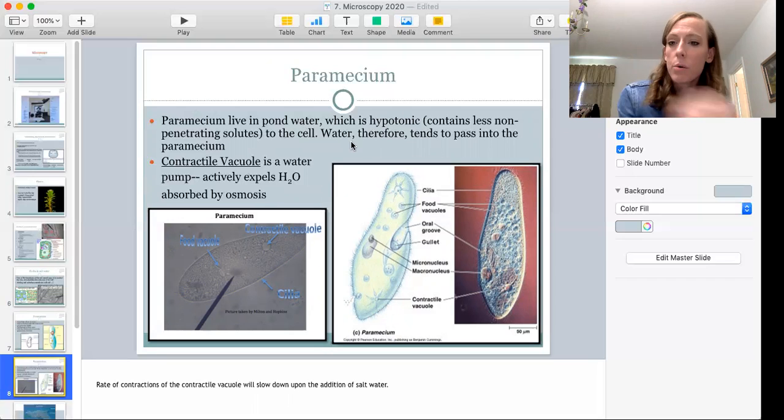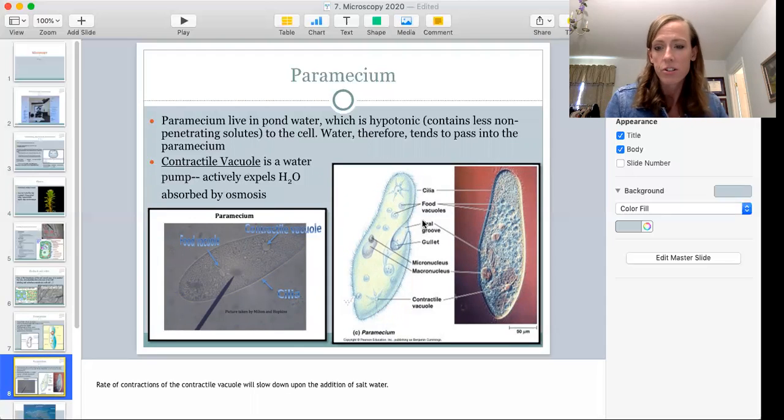Again, this is not a plant cell. There's no cell wall. And so the potential hazard to this Paramecium is that if too much water enters that cell, this Paramecium could physically burst, right? Which would not be beneficial for the organism.